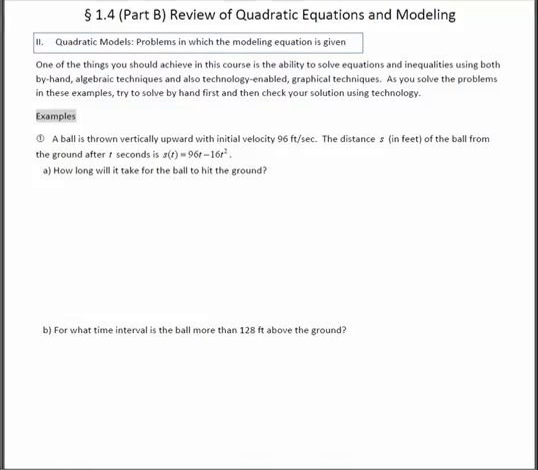This is section 1.4 part B, and we'll be concentrating on applications or modeling using quadratic equations. In our first example, a ball is thrown vertically upward with initial velocity 96 feet per second. The distance s in feet of the ball from the ground after t seconds is s of t equals 96t minus 16t squared. And our first question is, how long will it take for the ball to hit the ground?